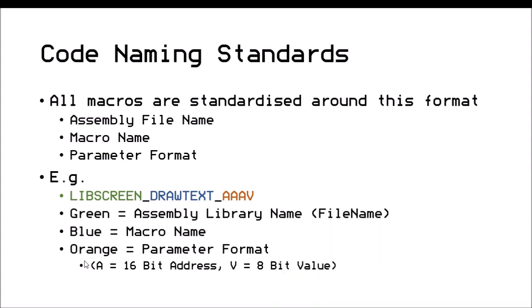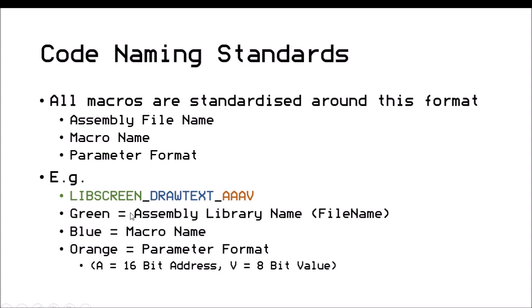All his macros are standardized around a particular format: the name is the assembly file name, the macro name, and the parameter format. To give you an example, this is one of his macros. Libscreen is the library, so it's a library for the screen. The macro name is draw text, so we're going to be drawing text on the screen, and its parameters are an address, an address, an address, and a value. Admittedly, we don't know what those are for, but that's where we go into the code and find the macro and see exactly what it's for, because in the macro itself, Derek has put some very useful comments that explain how that macro works.